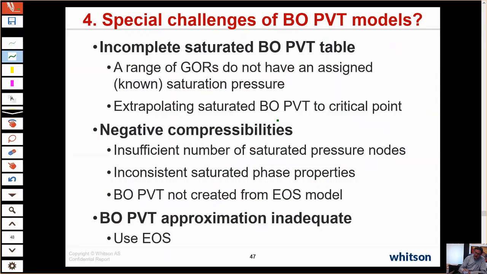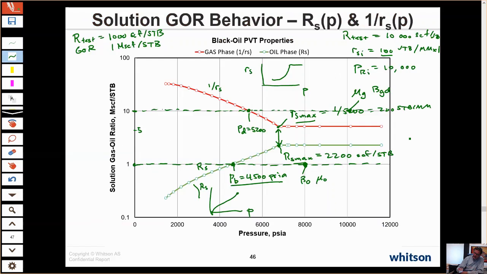So we're going to look at this. The second problem is negative compressibilities, which everybody who has done black oil simulation has experienced, and which can come about for, I think, 3 reasons. These were the 3 reasons I thought of. Sing's the expert, so we'll see whether I get an A or a B. First, an insufficient number of saturated pressure nodes, particularly if it's near critical, where everything is highly nonlinear.